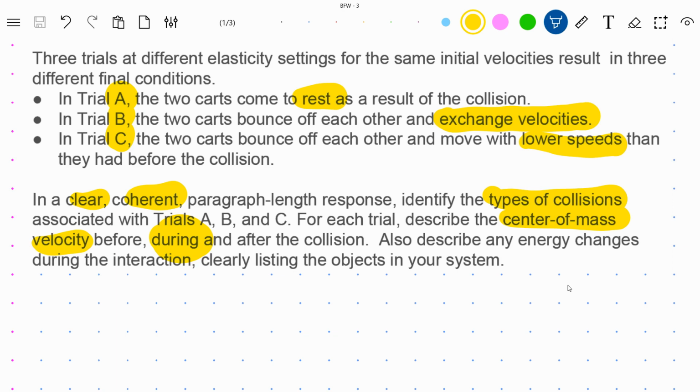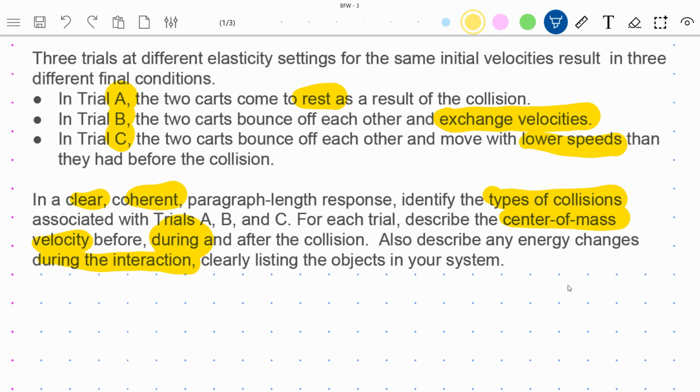So we are also asked to describe any energy changes during the interaction. So again, during the interaction, that's what I was just talking about, that it's not able to be simplified as having been a 0 interval of time, and clearly listing the objects in our system.